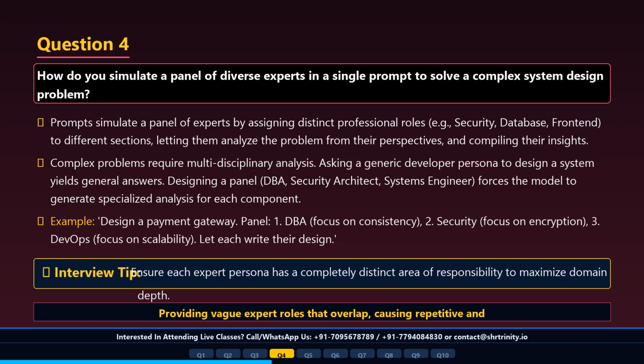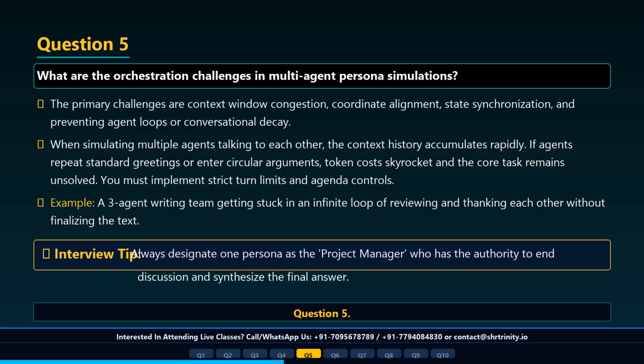A common mistake is providing vague expert roles that overlap, causing repetitive and redundant recommendations. As an interview tip, ensure each expert persona has a completely distinct area of responsibility to maximize domain depth. Question 5. What are the orchestration challenges in multi-agent persona simulations?